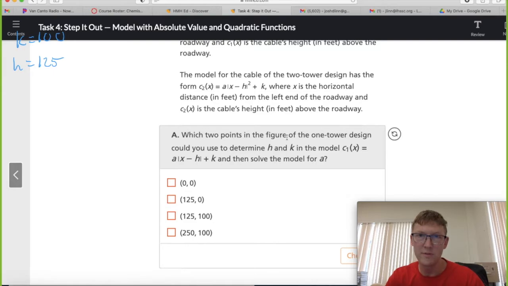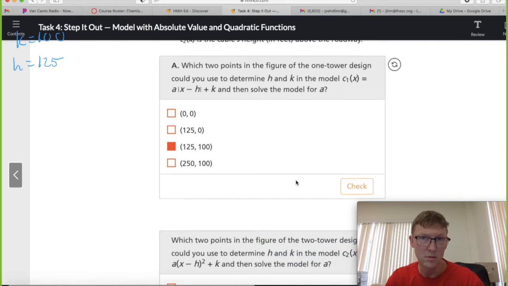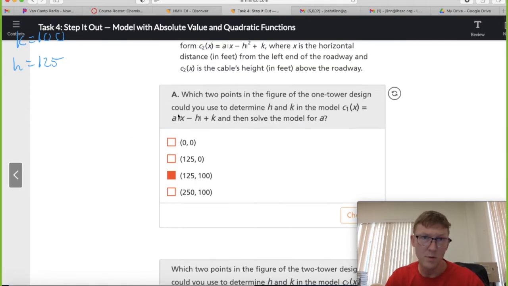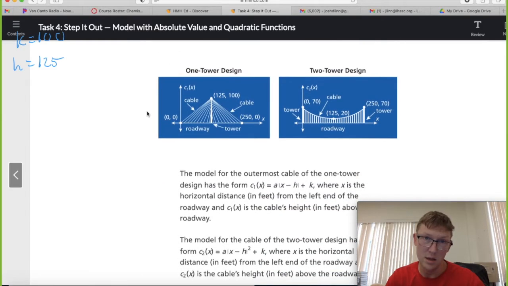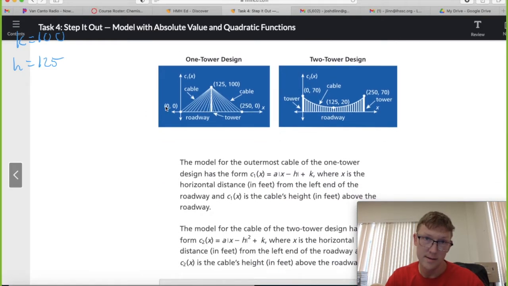Which 2 points in the figure of the one-tower design could you use to determine h and k of the model? And then solve for a. So we have h, we have k. Are they just asking which point we use? We'll use that point. Oh, and then we have to find a different point so that we can solve for a. Let's see here. Honestly, I think we can use any point we want.